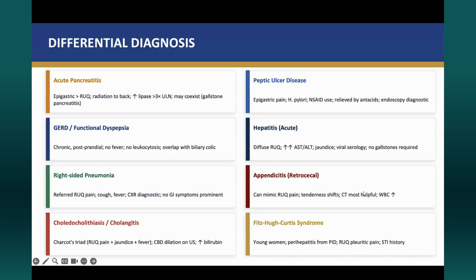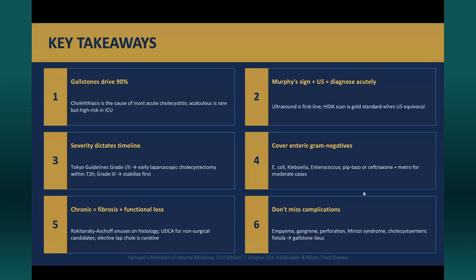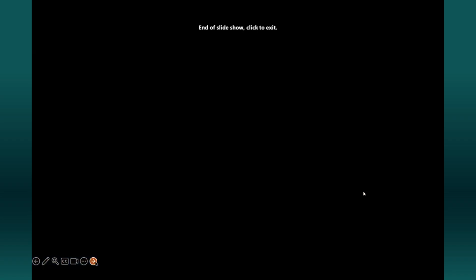Differential diagnosis, because it's in the middle: pancreatitis, GERD, pneumonia, choledocholithiasis, peptic ulcer, acute hepatitis, acute appendicitis, and of course, in young women, hepatitis from PID. This is worrisome because the patient cannot recover from it. So the key takeaway message is that 90% of patients have gallstones. Murphy's sign is diagnosed early. Severity dictates timeline, cover for the gram-negative enterics, chronic fibrosis, and don't miss out complications.